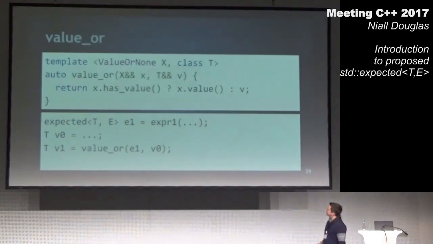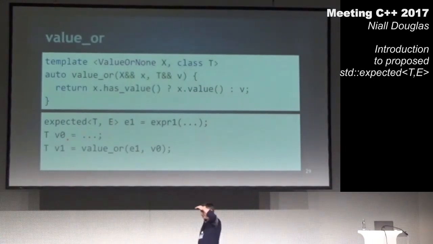Okay, so this is the value or operator. So similarly, here's your concept, value or none. Here's your class T, here's your value or, which is a free function. It takes a concept matching X. It takes a class T of arbitrary TV. It will simply ask, do you have a value? If you have a value, return the value. Otherwise, return the class, the V value that's put in. And here's your use case. Expected TE equals expression. V0 will be whatever or value you choose. You simply then type value or. So if E1 was successful, we get the value from it. Otherwise, we substitute V0 value.